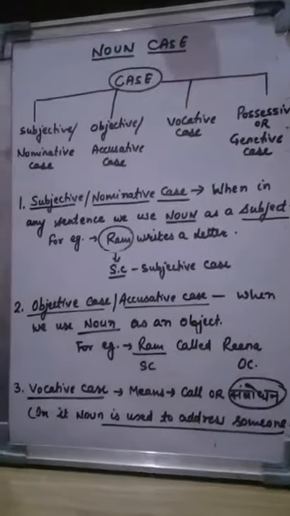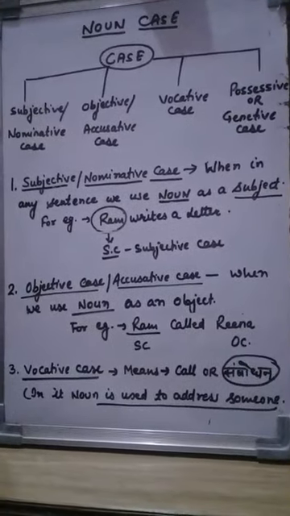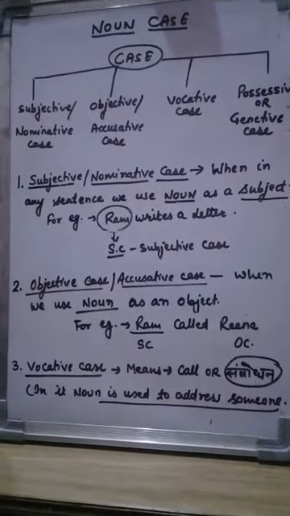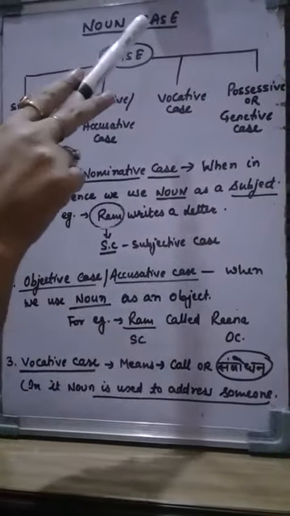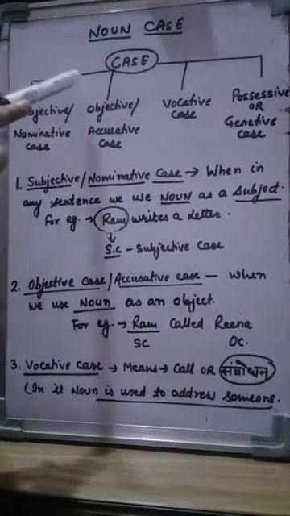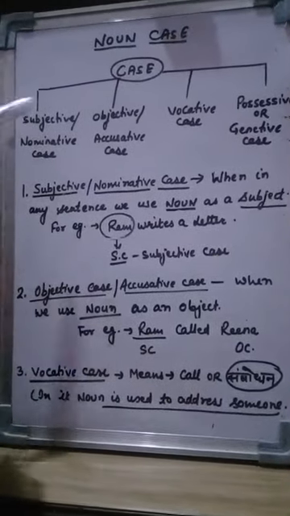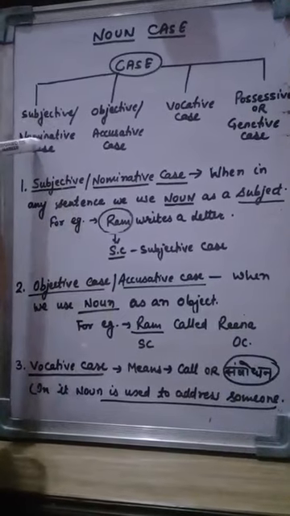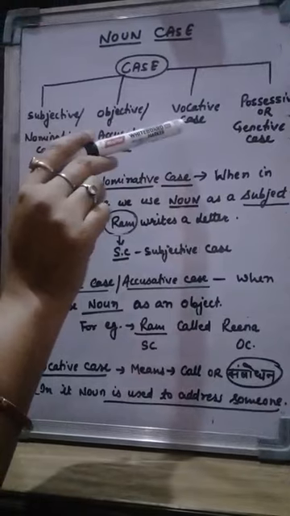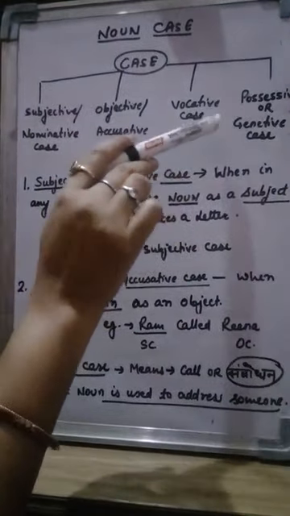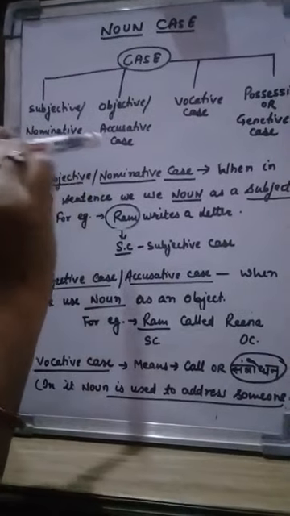Students, in the last video we studied about nouns. What is a noun? A noun is the name, or naming word. In this video we will study about cases. How many cases do we have in noun? We have four types of cases in noun. First is subjective or nominative case, then objective or accusative case, vocative case, and possessive or genitive case. So we have four types of cases in noun.